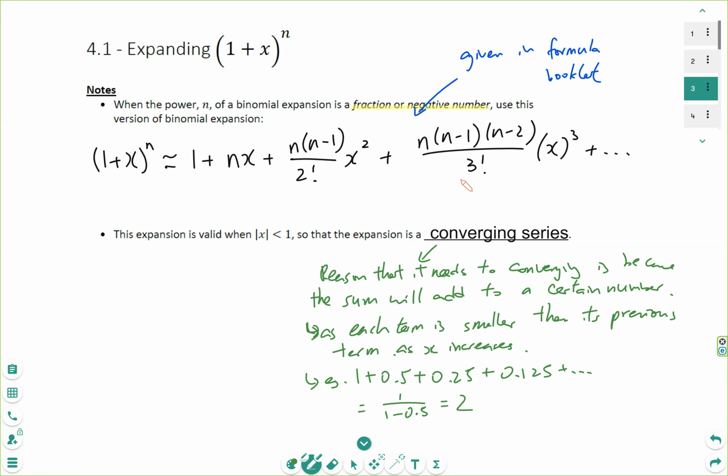That's why the binomial expansion has to be a converging series, because otherwise it won't add up to a number. If you do 1 plus 2 plus 4 plus 8 plus 16 plus 32, etc., you will never add up to a number. That's why it's important that the value of x is less than 1. We'll investigate this a little more in the second part of the lesson.